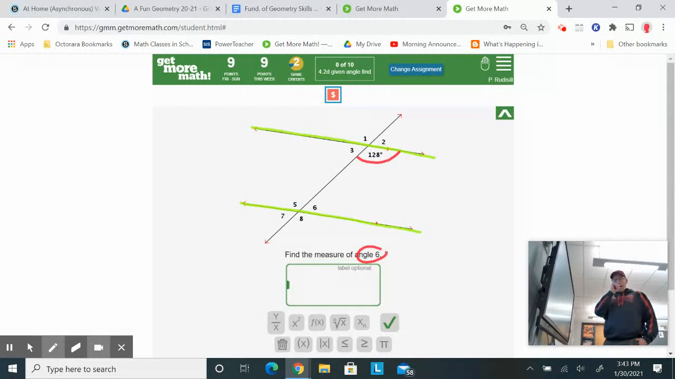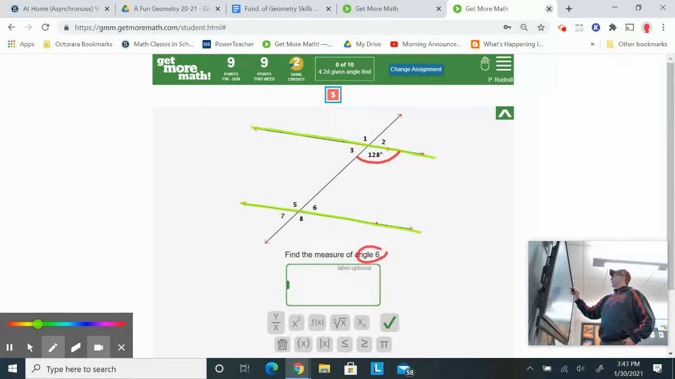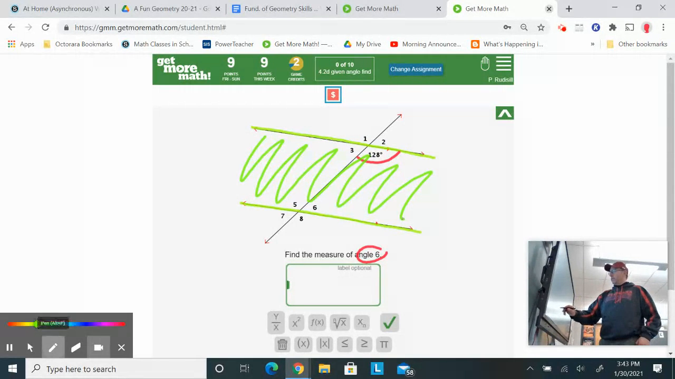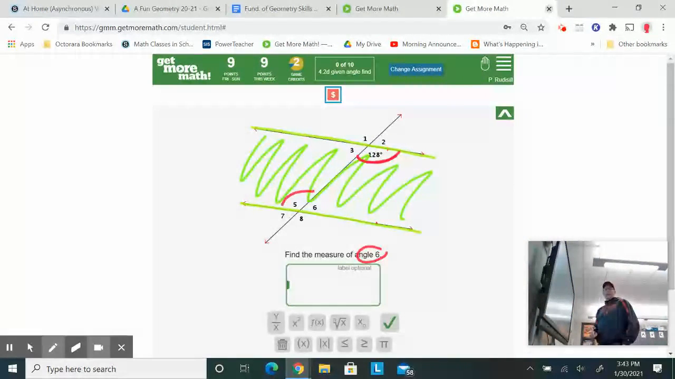Now, we already know from earlier videos that in the interior of the two parallel lines, we have alternate interior angles. And 128 and angle 5 are alternate interior angles. And alternate interior angles will have the same measure. So angle 5 will be 128 degrees.